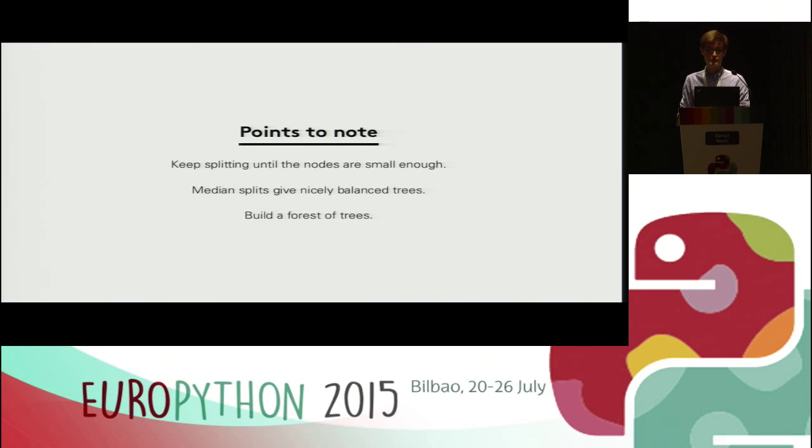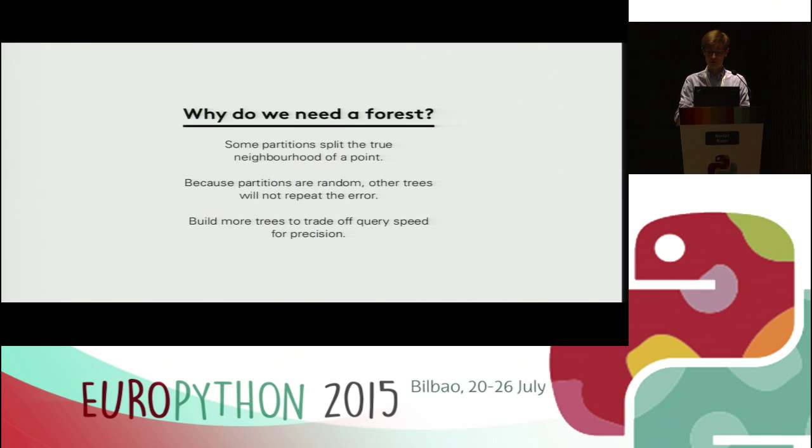And the final point is build a forest of trees. You don't just build one tree, you build lots of trees. What's the reason for that? Well, the random projections algorithm and locality-sensitive hashing in general, these are approximate algorithms. They don't give you an exact answer. They're probabilistically correct, but in some cases they will be wrong.